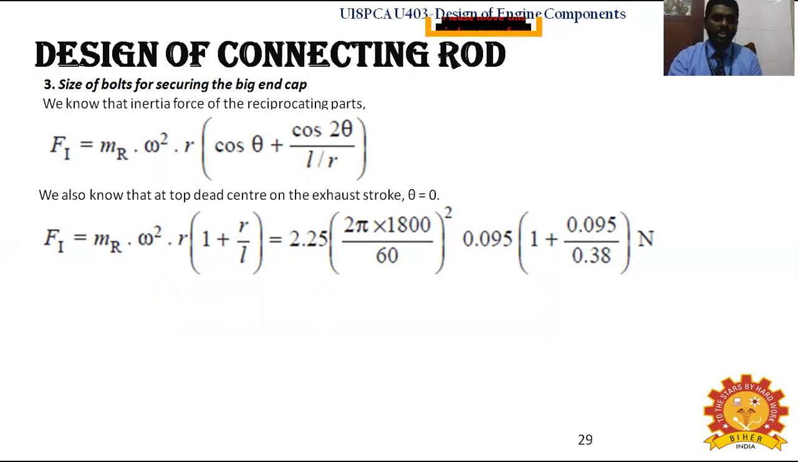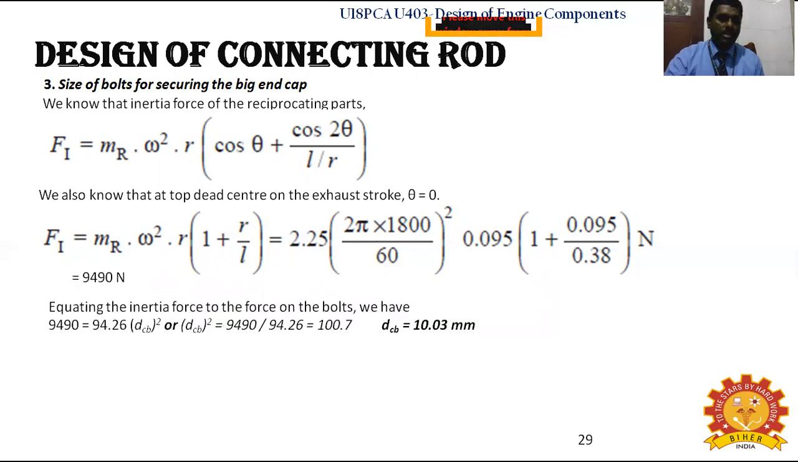Why are we identifying the inertia force? To equate with the already identified equation. So we have already identified 94.26 dcb square. With this, we are equating the inertia force, because the inertia force has to be balanced by means of a force. This inertia force is exerted by means of the combustion pressure. You will have an inertia force, and that inertia force has to be compensated by means of a force. That is what you are equating. Through that you are going to get the diameter of the bolt.